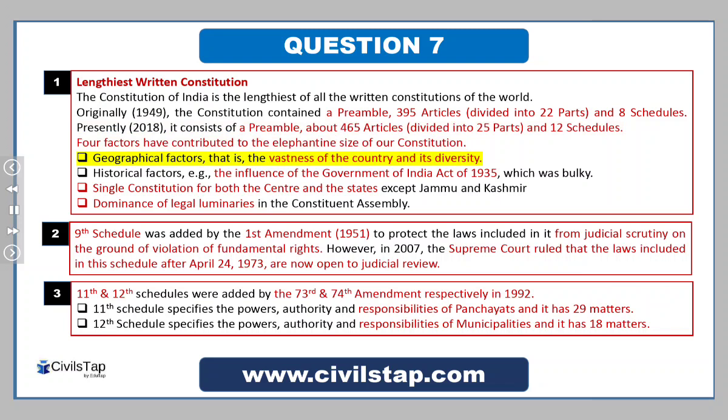Geographical factors, that is, the vastness of the country and its diversity. Historical factors, e.g., the influence of the Government of India Act of 1935, which was bulky. Single constitution for both the centre and the states except Jammu and Kashmir. Dominance of legal luminaries in the Constituent Assembly. 1. The Ninth Schedule was added by the First Amendment, 1951, to protect the laws included in it from judicial scrutiny on the ground of violation of fundamental rights. However, in 2007, the Supreme Court ruled that the laws included in the schedule after April 24, 1973, are now open to judicial review.